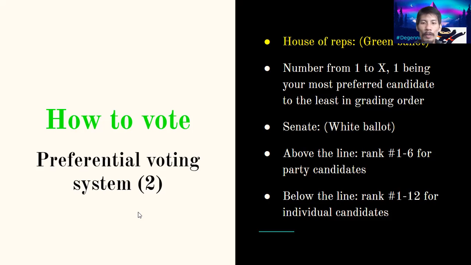The other option is to vote below the line. That is when you vote for individual or independent candidates, not affiliated with any party. You can vote by ranking them from number 1 to number 12 in that order, with 1 being your most preferred and 12 being your least preferred.